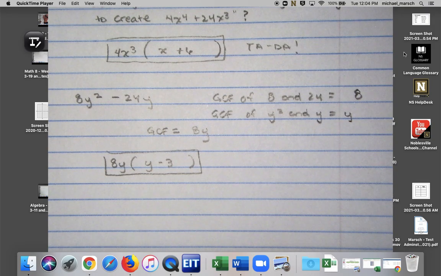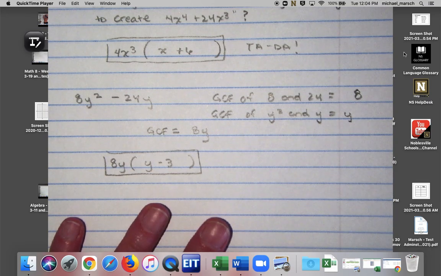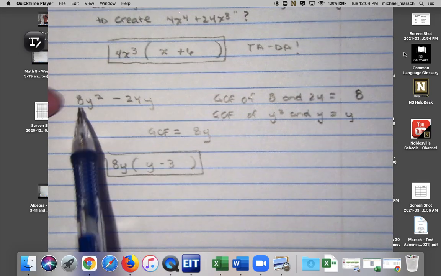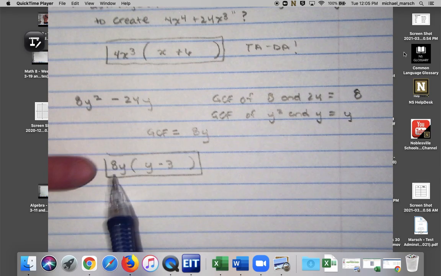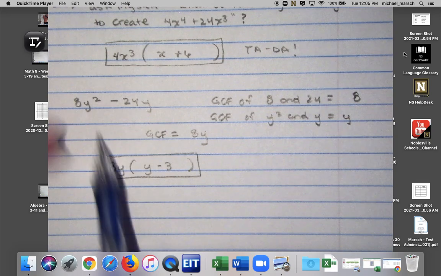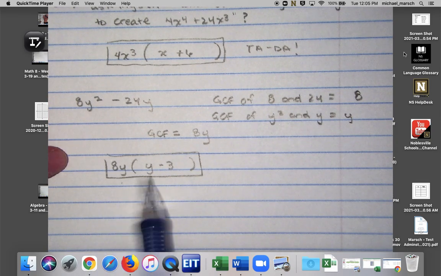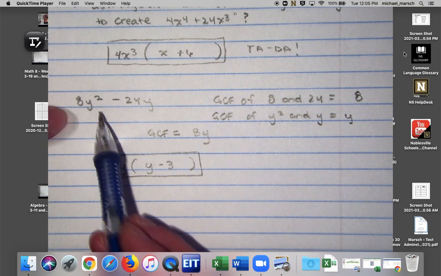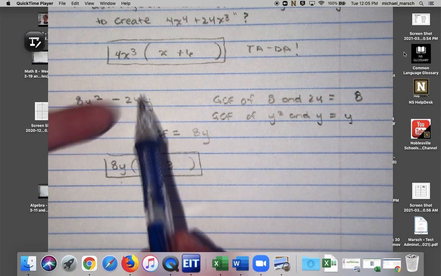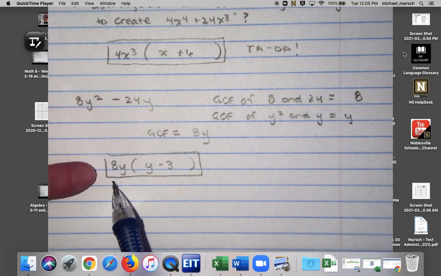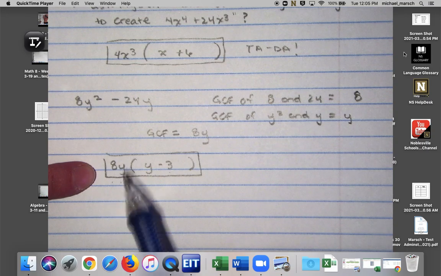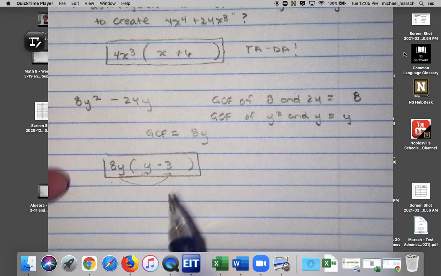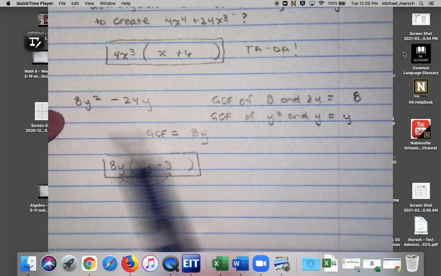How are we feeling about this? Katie? I don't understand how you would get those in the parentheses. So I have this 8y, so I'm trying to make this, right? What can I multiply 8y by to get 8y squared? 8y times y, if I were to distribute this, is going to give me 8y squared. What can I multiply 8y by to make negative 24y? 8y times negative 3, right? So imagine there are little arrows here, and you're just working backwards to figure out what I would have to do to create this.